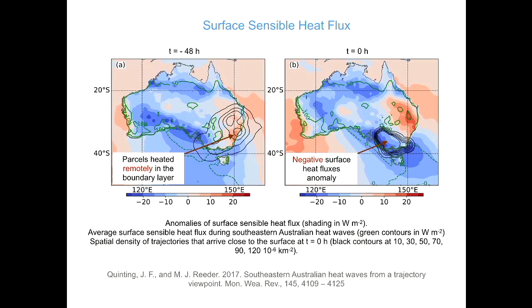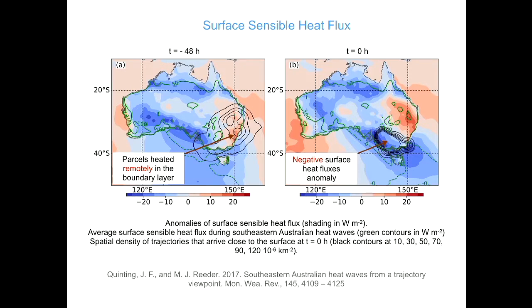So, 48 hours before the formation of a heat wave over Victoria, most of the parcels lie over the eastern part of Australia, southern Queensland, New South Wales. So all the parcels, the trajectories, are here, where the surface sensible heat flux anomaly is positive. And this is the anomaly from the seasonal mean. So the parcels are in the boundary layer over New South Wales and they're being heated.